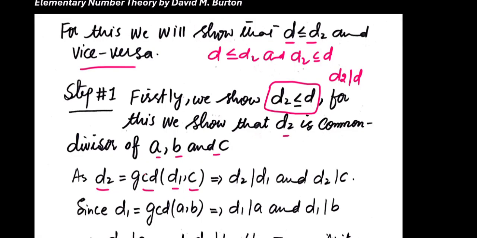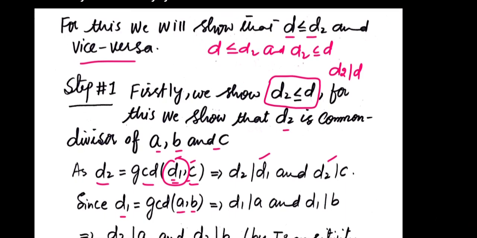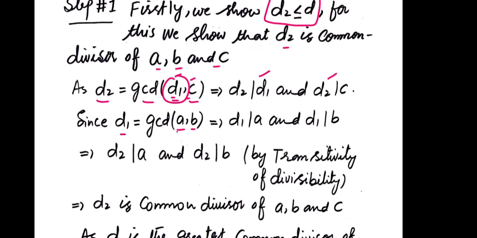If D2 is the greatest common divisor of D1 and C, so by definition of greatest common divisor, D2 must divide both of the numbers D1 and C. So D2 divides D1 and D2 divides C. What about D1? As D1 is GCD of A and B, by definition, D1 must divide both of the components, D1 divides A and D1 divides B.